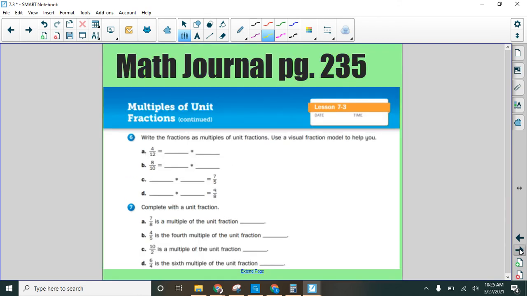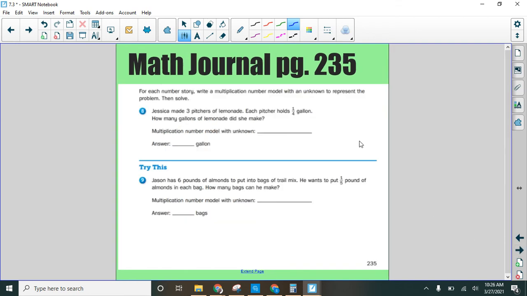All right, now this goes on to the next page too. Okay, these are pretty quick problems, like you saw through the video. Okay, so we're writing these fractions as multiples of unit fractions, right? So 9/8 is 9 groups of 1/8, just like we were talking about at the end. 7/8 is a multiple of the unit fraction 1/8, right? What are you going to count by to say 7/8? Well, you'd count by 1/8.